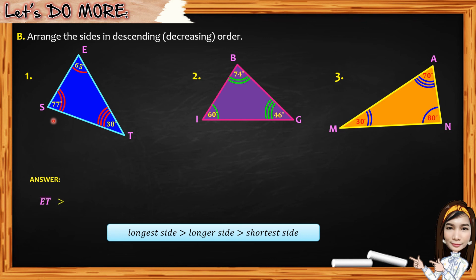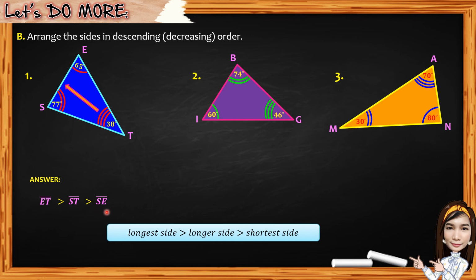Greater than the longer side is line segment ST, which is opposite the larger angle, angle E, 65 degrees. Greater than the shortest side is line segment SE, which is opposite the smallest angle, angle T, 38 degrees. So we can see that line segment ET is greater than line segment ST, greater than line segment SE.